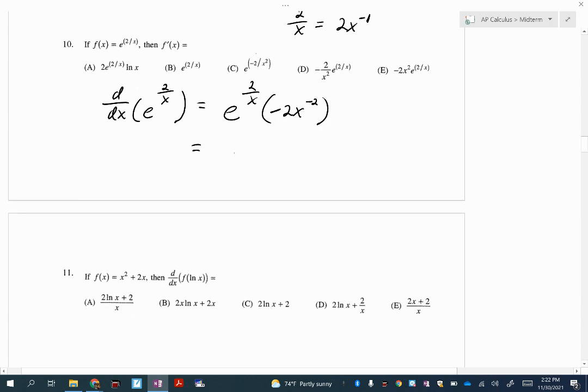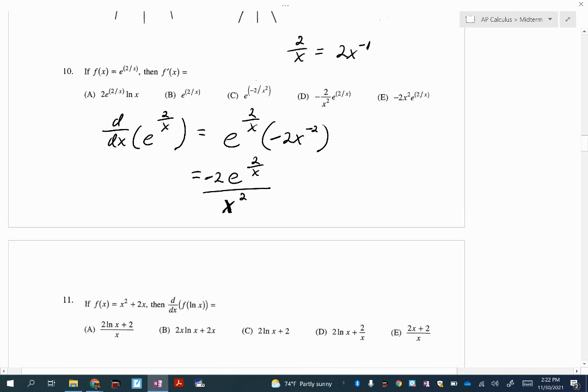So if I clean that up, I get e to the 2 over x. I'll throw the negative 2 in front over x squared. So I'm looking for this as my answer choice. And it looks like D is the only one that has x squared in the bottom. So 10 is D.